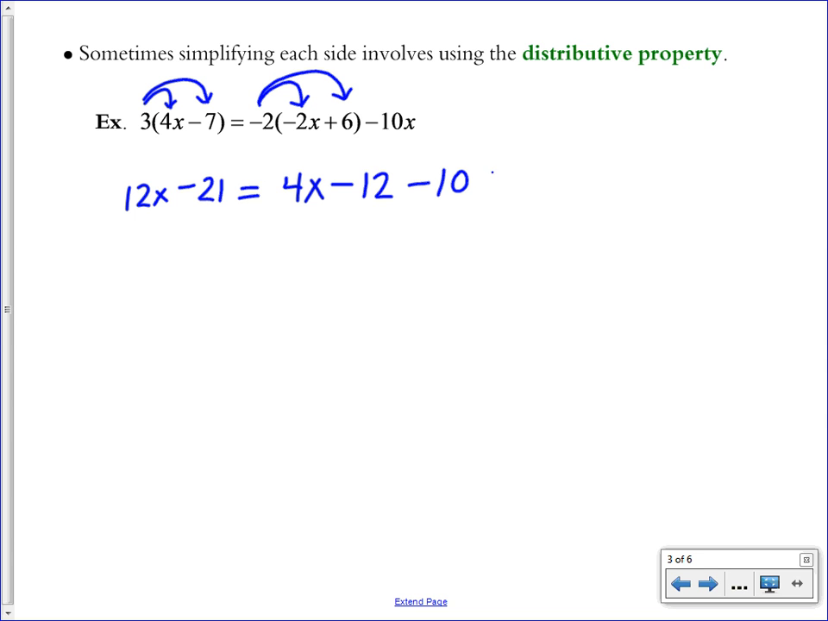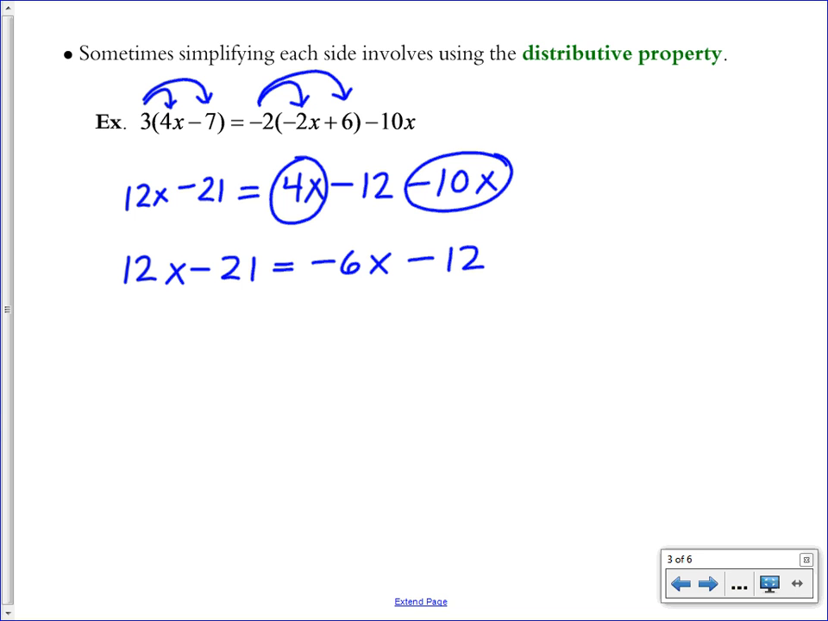And then I bring down this minus 10x. It's not in the parentheses, so it's not going to get affected by the distribution. I still have something I can simplify on the right. So before I even touch the left side of the equation, on the right, I want to combine this 4x with this minus 10x because they are like terms. That gives me a negative 6x, and bring down the minus 12.